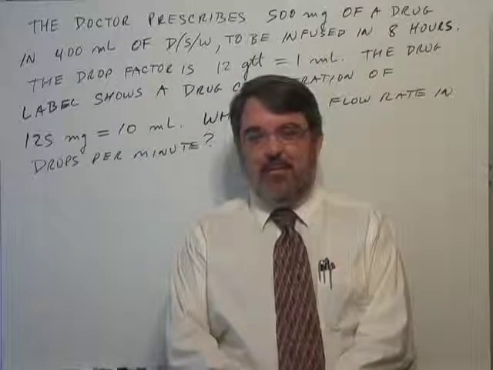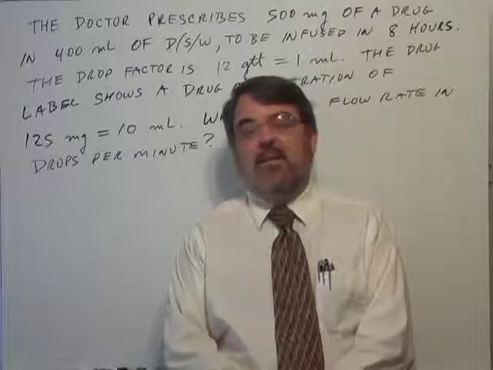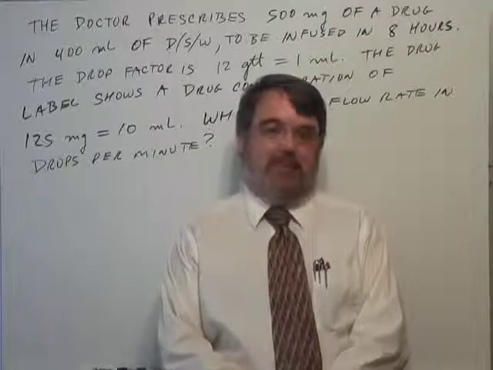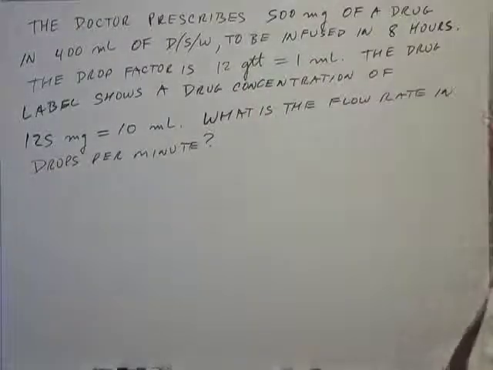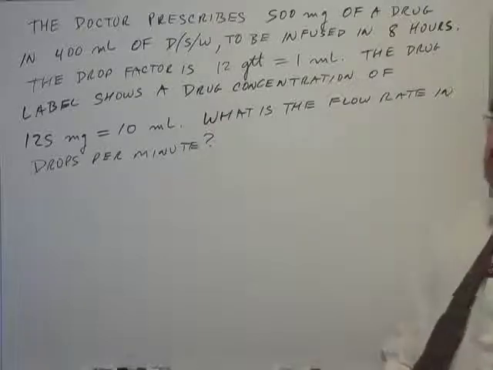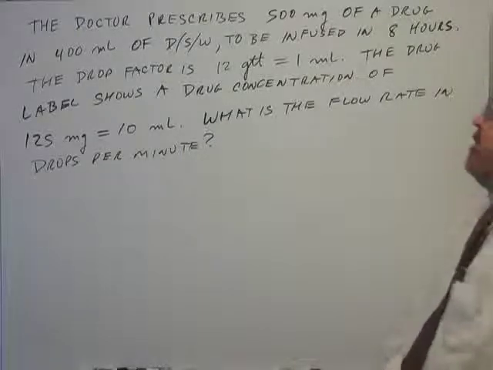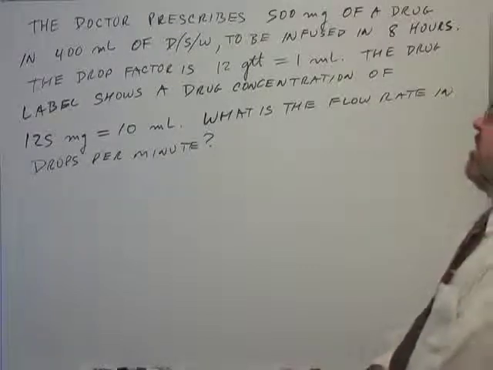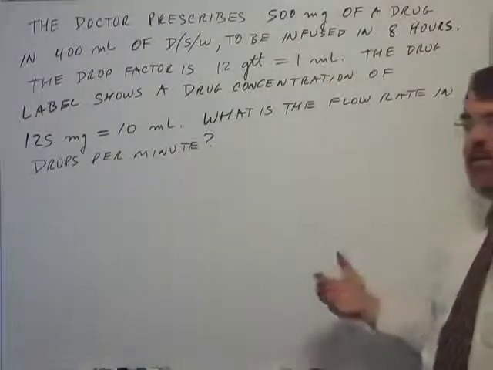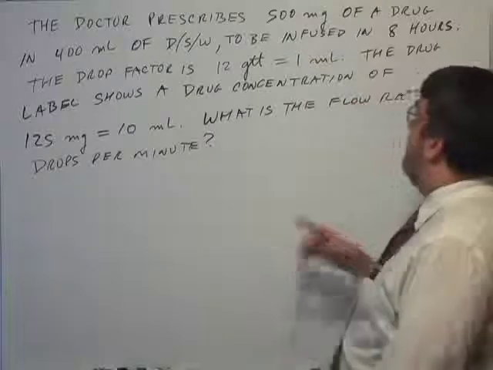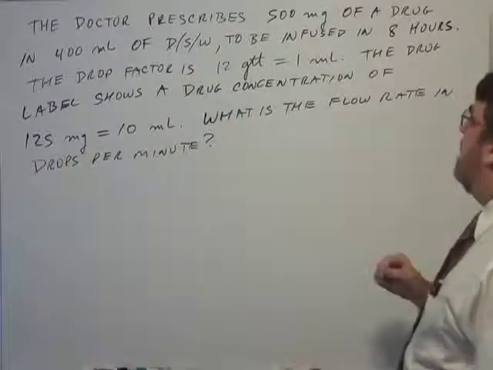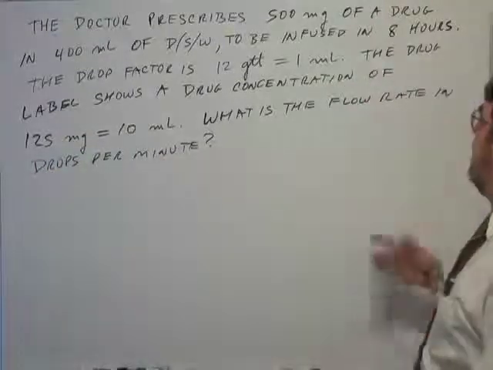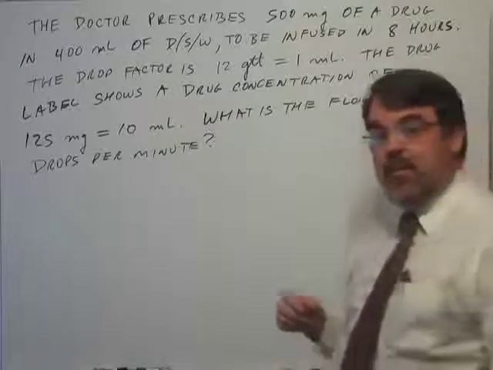After reading our first problem here, you may want to pause and take it all in, try to figure out where you're going with it before you see me work it. All right, so here it goes. The doctor prescribes 500 milligrams of a drug in 400 milliliters of D5W to be infused in 8 hours. The drop factor is 12 drops equals 1 milliliter. Now that's another way of saying 12 drops per milliliter. The drug label shows a drug concentration of 125 milligrams equals 10 milliliters. What is the flow rate in drops per minute?